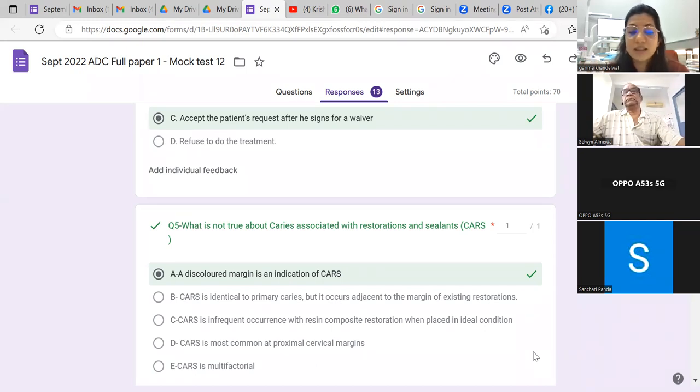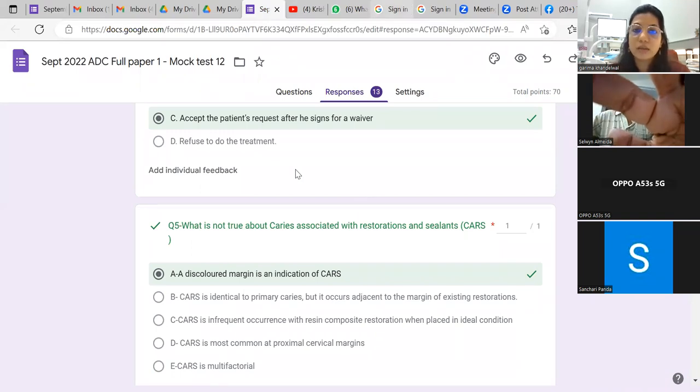Secondary caries, basically, they are mentioning. And it is multifactorial: poor oral hygiene, a lot of sweets, not taking proper care. So B, C, D, and E options are all true. So the option which was not true was option A, and that becomes my answer. Easy to understand? So we finish our first scenario-based question. Any questions regarding this topic, please ask.